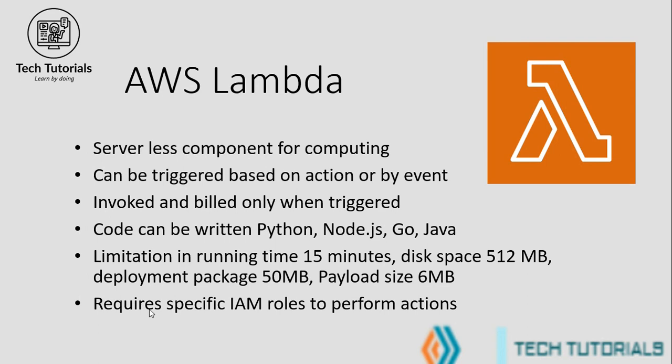But there are some limitations, like the running time of the code is 15 minutes, disk space is 512 MB, deployment package is 50 MB, and payload size is 6 MB. If you are to access other services with the help of Lambda, then permission should be given in IAM roles.